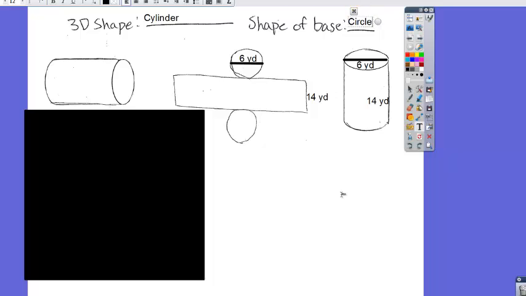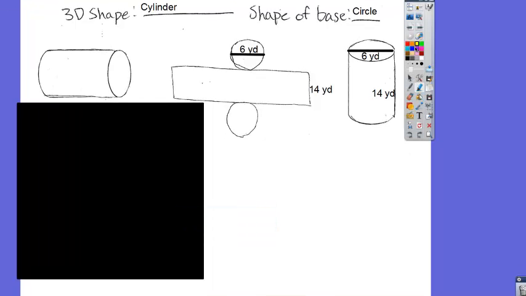So we're going to look at the shape and color all the things that we know. We know we need to shade the entire base yellow. So we're going to go ahead and shade the base yellow. We're going to outline the base blue. So go ahead and get your blue. Outline the base blue. Then we're going to outline the height of the entire shape red.